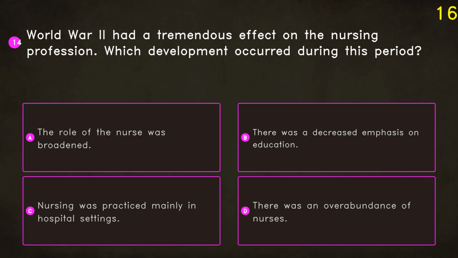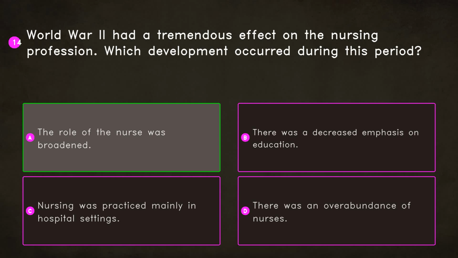Question 14. World War II had a tremendous effect on the nursing profession. Which development occurred during this period? A. The role of the nurse was broadened. B. There was a decreased emphasis on education. C. Nursing was practiced mainly in hospital settings. D. There was an overabundance of nurses. The correct answer is the role of the nurse was broadened.